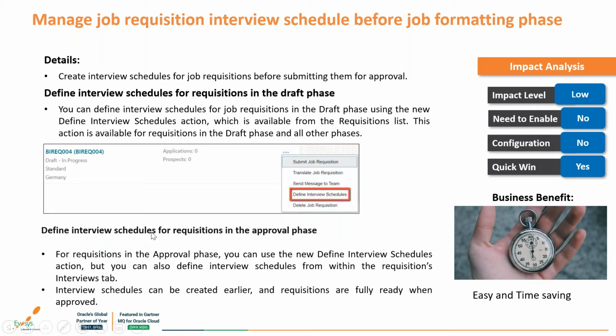For requisitions in the approval phase, you can use the new define interview schedule action available to us. You can also define interview schedules from within the requisition's interview tab. So the interview schedule can be created earlier and requisitions are fully ready when they are approved. After approval, we don't have to wait for the approvers to approve those interview schedules and everything. So yes, this saves a lot of time for the recruiter to go along with the requisitions.